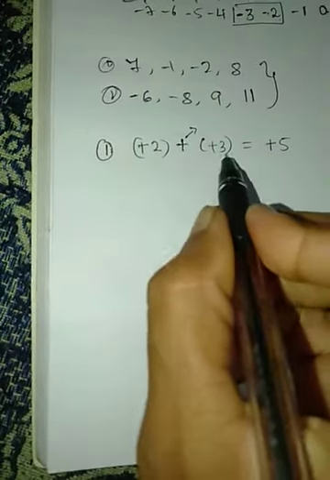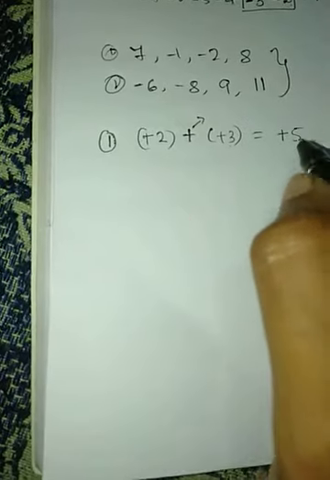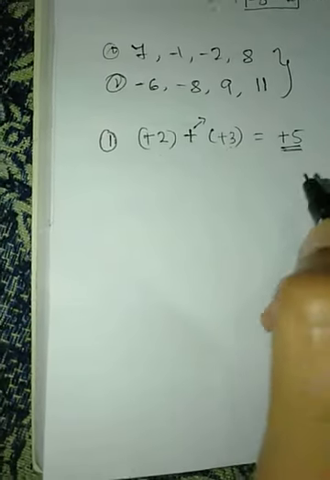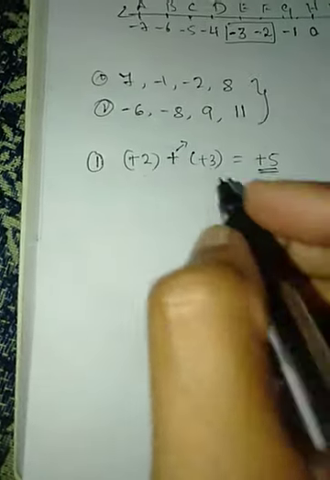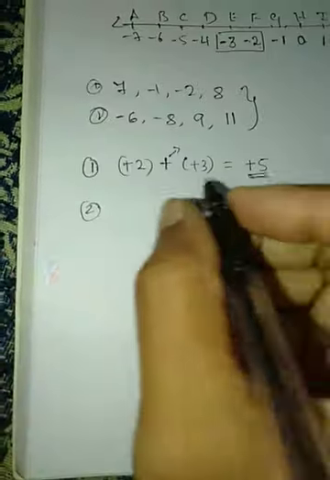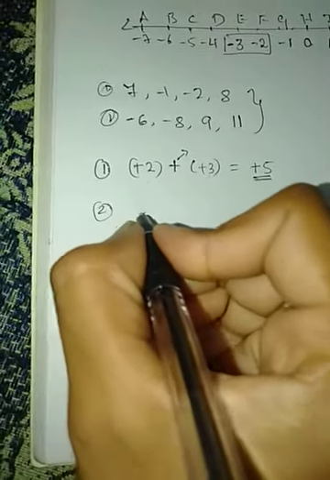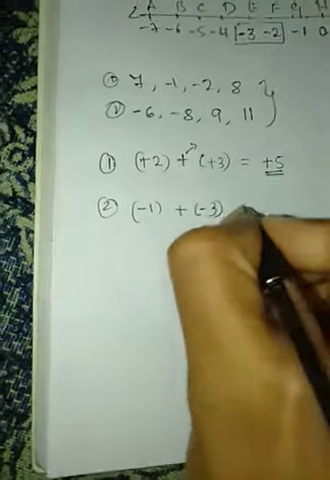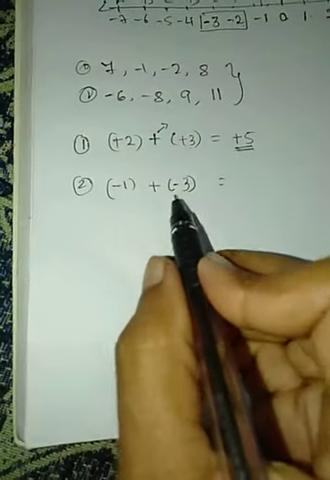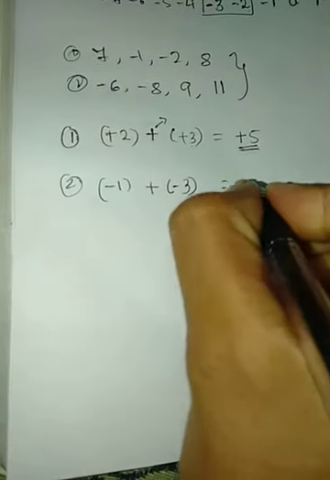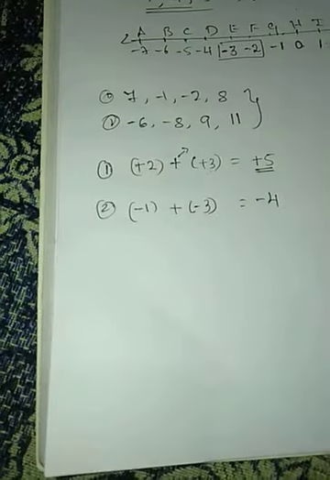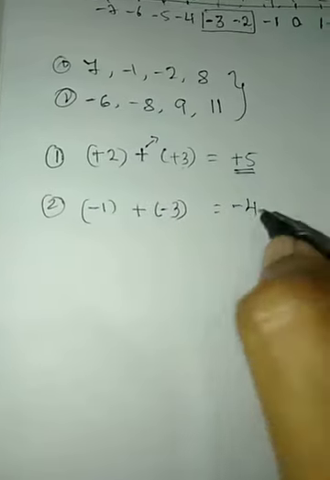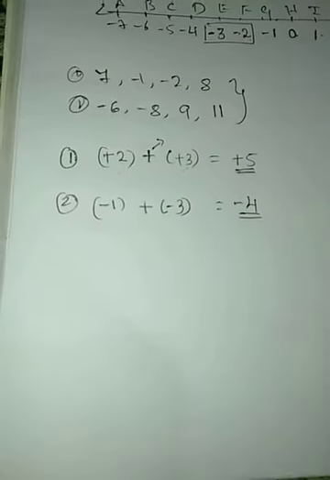When two positive integers are added, we get a positive integer. The sum is positive, remember. Now if you are adding negative integers, this is minus 1 plus minus 3. So minus 1 plus minus 3, we get minus 4. When any two negative integers are added, we get a negative integer.